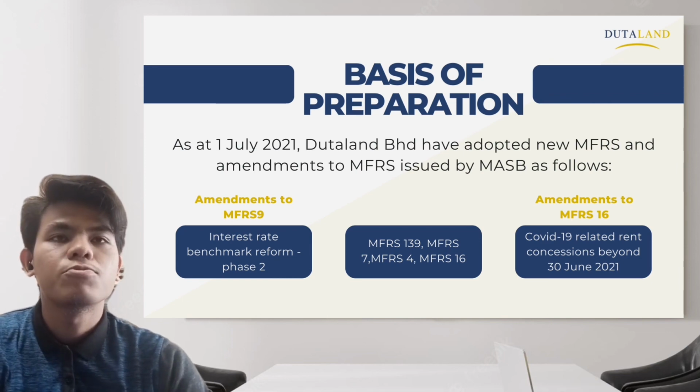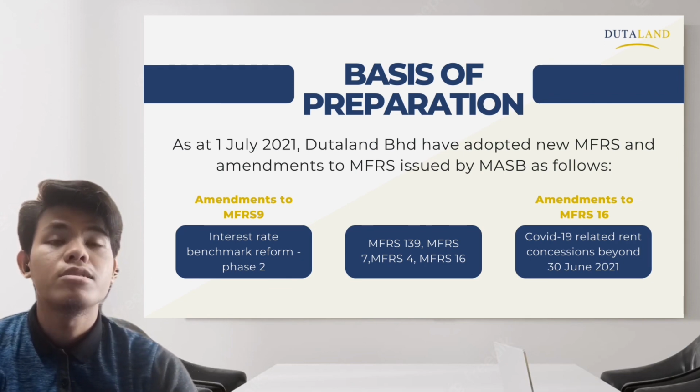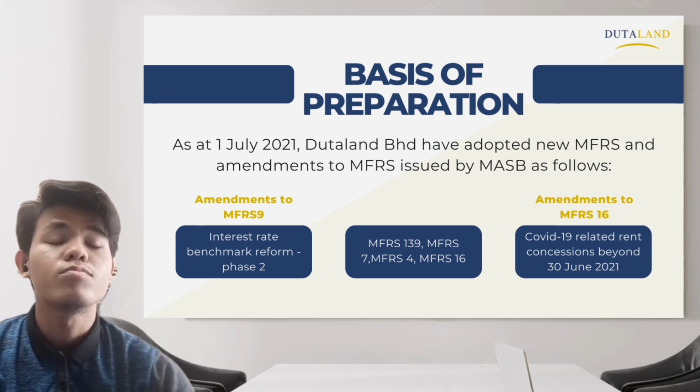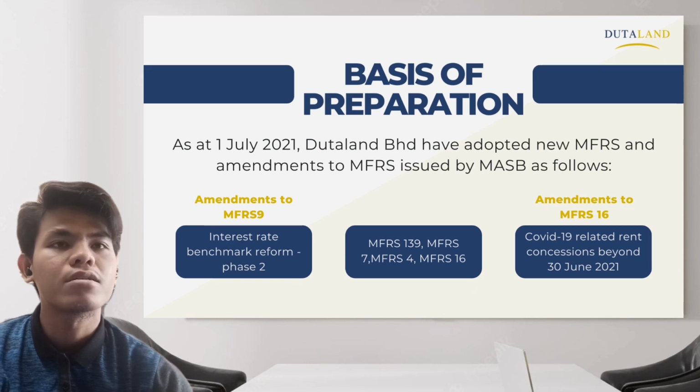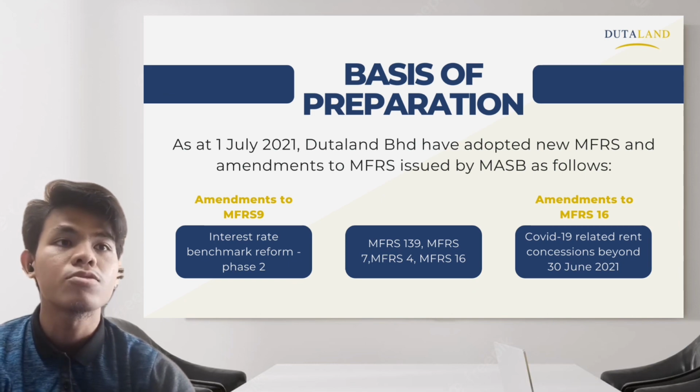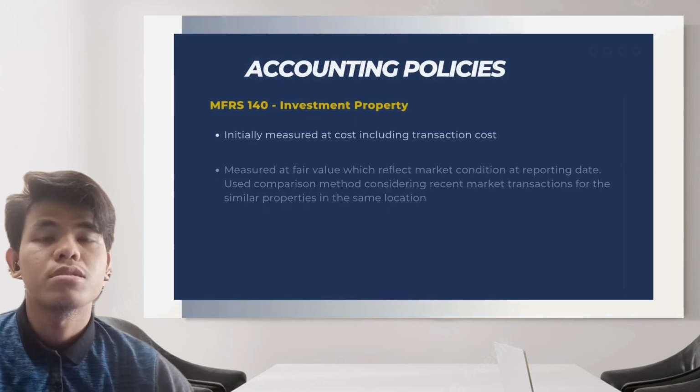As at 1 July 2021, DutaLand Berhad has adopted new MFRS and new amendments to MFRS issued by MASB as follows. The first one is amendments to MFRS 9, which is interest rate benchmark reform, in phase 2. The second one is new amendments to MFRS 139, MFRS 7, MFRS 4, and MFRS 16. And the third one is amendments to MFRS 16, which is COVID-19 related rent concessions beyond 30 June 2021. Next one is accounting policies.